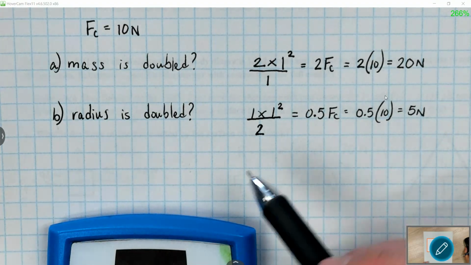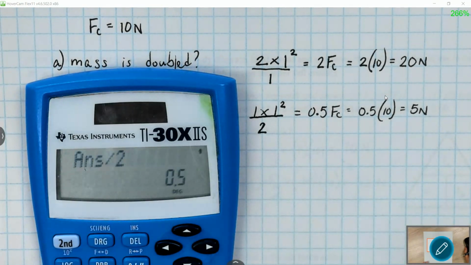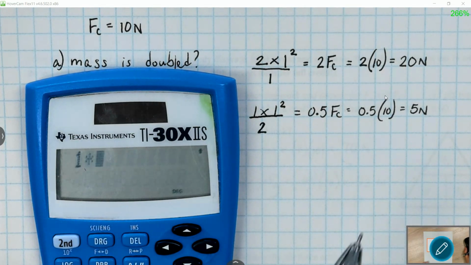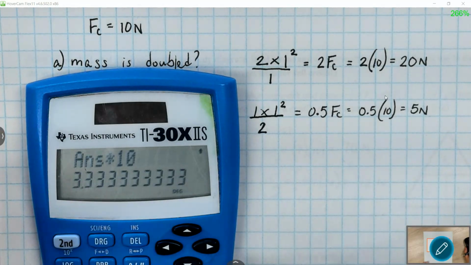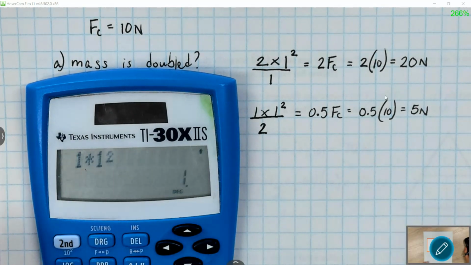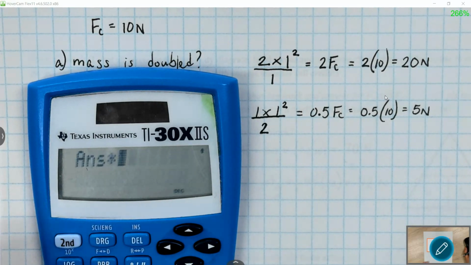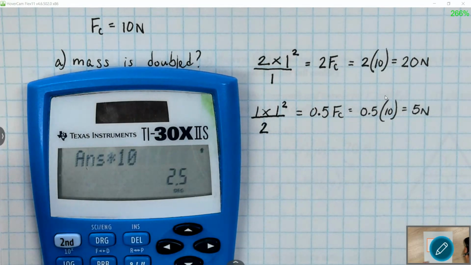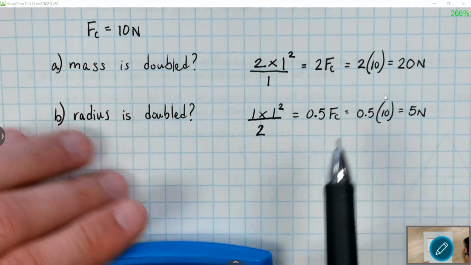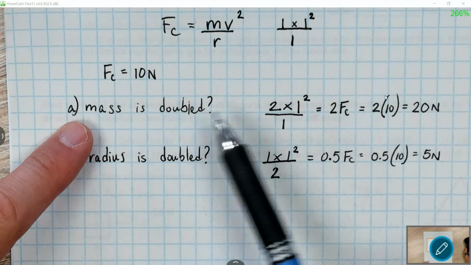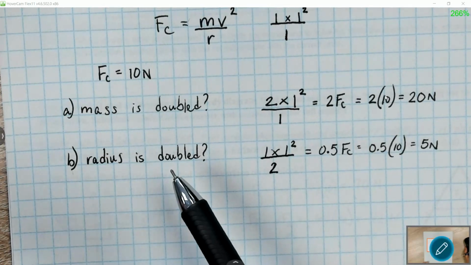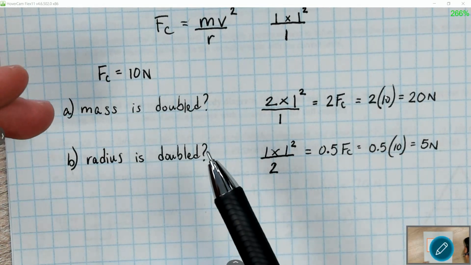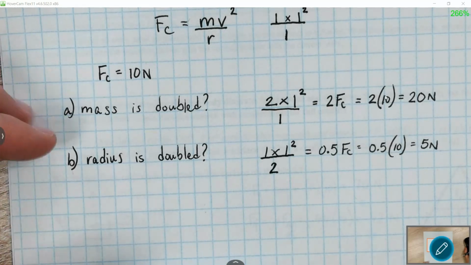They're the opposites. So if we tripled the radius, if we made r a 3 instead, 1 times 1 squared, divided by 3, and then take that answer times 10, we would be 1/3 of the original force. If it was 4, take 1 times 1 squared, divided by 4, and then multiply that by the original, you would wind up again with 1/4. So with mass, whatever happened, it doubled, the force doubled, it tripled, the force tripled. Radius is the opposite. Whatever happens to the radius, the opposite happens to the force. That is an inverse proportionality.